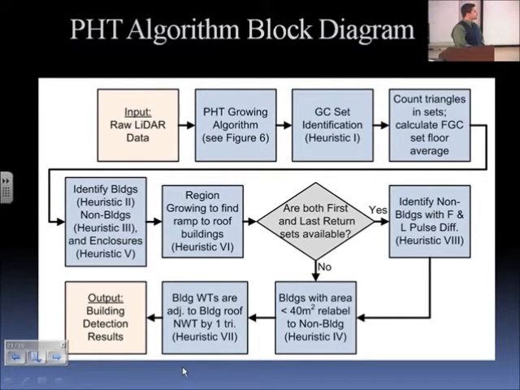If the first and last return pulses are different or available, we'll use that heuristic to take advantage of that. If they're not, then we'll just go straight through and use the heuristic to ask, do you have a sufficient amount of area to be considered a building? Otherwise, if it's less than that, it's non-building. Then we take care of the wall bleeding, and the output is the building detection. We also get the ground from this heuristic, and from some of the other heuristics, we'll get non-building as well.